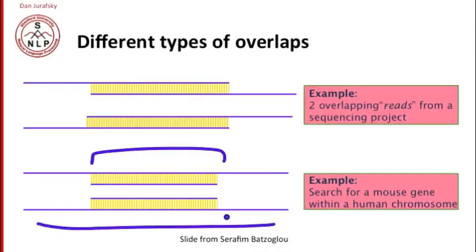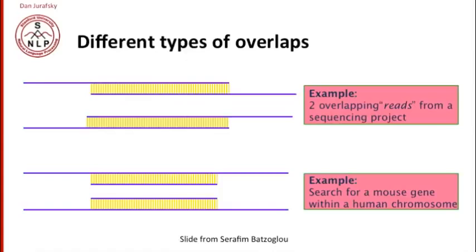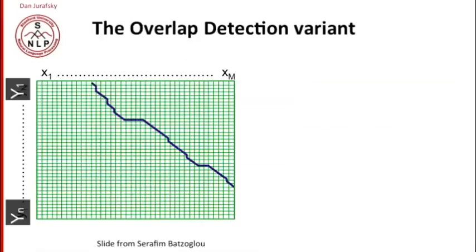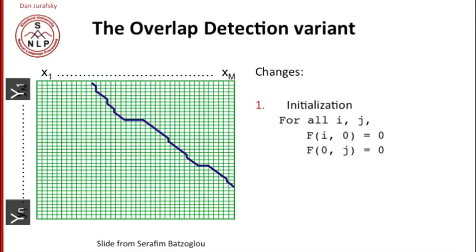So the variant of the dynamic programming algorithm that we use for overlap detection, we'll just make a few small changes in the algorithm. So first, we just change the initialization so that it doesn't cost us anything to start from a long string and delete everything or insert everything. So it used to be that we had minus I star D here, and we had minus J star D here.